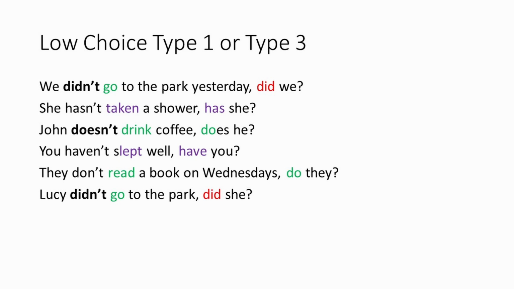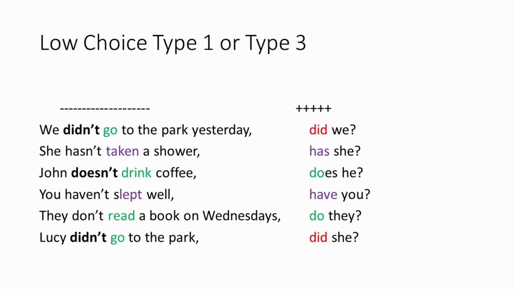John doesn't drink coffee, does he? Here, even though we've got does he, so does is a type 1A, we still use the type 1 because drink comes after doesn't. So anything after didn't, doesn't, shouldn't, couldn't, etc., but not hasn't, anything after those will be a type 1. And we'll do one more. So you haven't slept well, have you? So have you shows that the action will be a type 3 in this case.